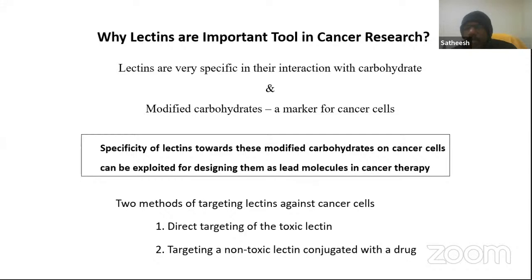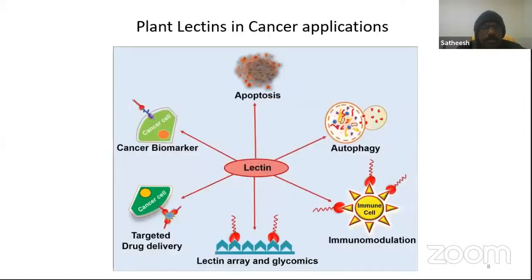So there can be the lectins which are toxic to the cells. They can induce cell death pathways, apoptosis, and they can be used as a conjugator to target a drug to a particular site, for targeting a non-toxic lectin conjugated with a drug. So in that case, the lectin is non-toxic, and the drug we are conjugating with the lectin will be reaching the target and doing its job. So either the lectin itself can induce apoptosis, or the lectin which is conjugated to the drug will be able to do the treatment or do the therapeutic purpose.